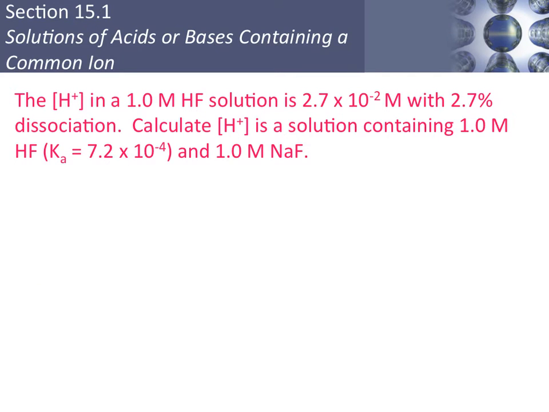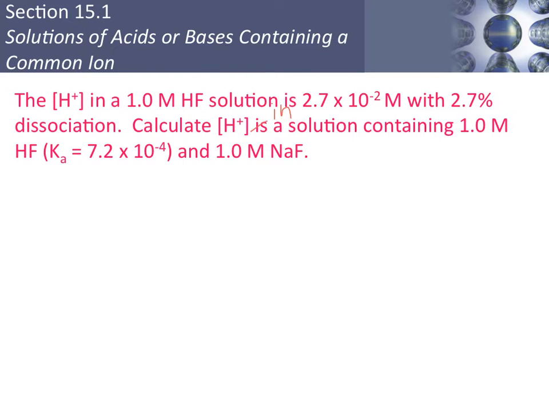Let's demonstrate this through calculations. In a 1 molar hydrofluoric acid solution, the hydrogen or hydronium ion concentration is 2.7 times 10 to the negative 2 molar, and the percent dissociation is 2.7%. We are going to look at the effect of a common ion if we add sodium fluoride to that acidic solution. We're going to calculate the hydrogen ion concentration and also look at the percent dissociation.